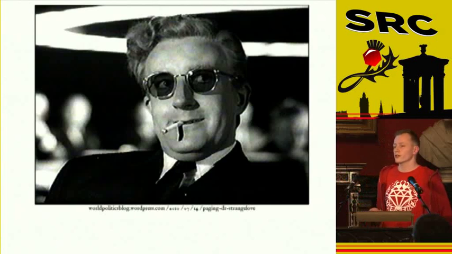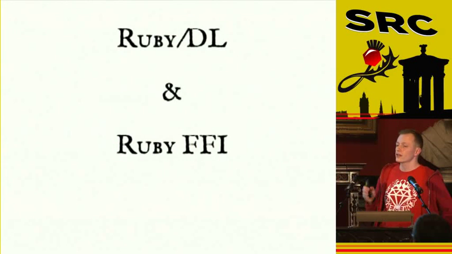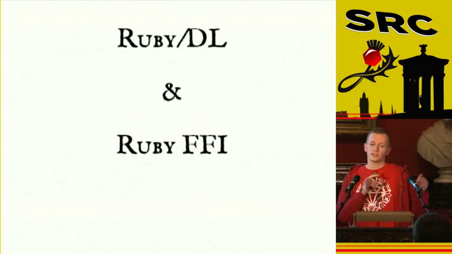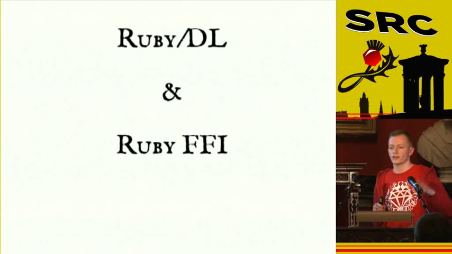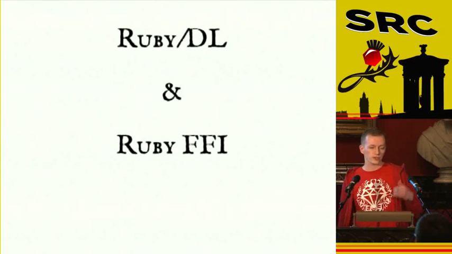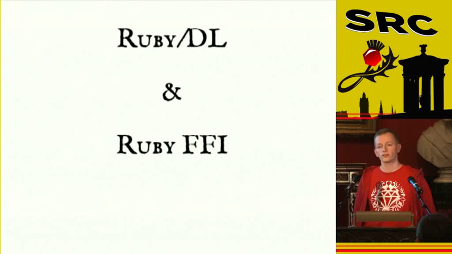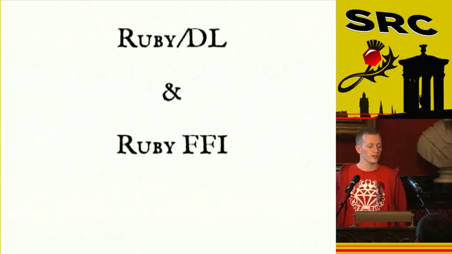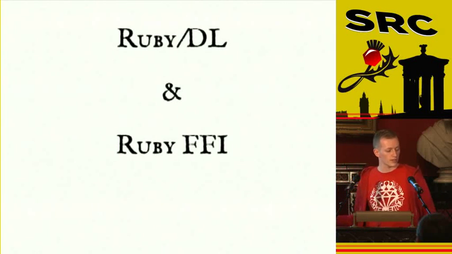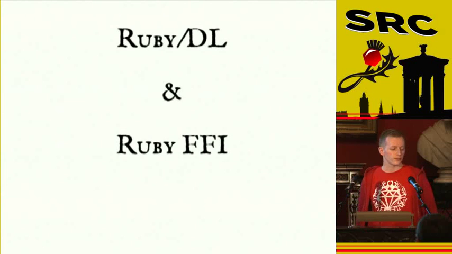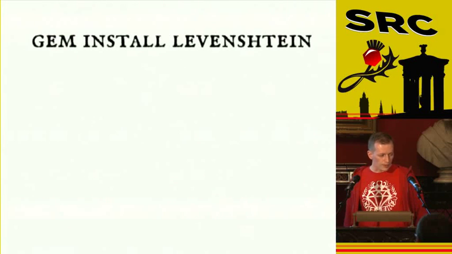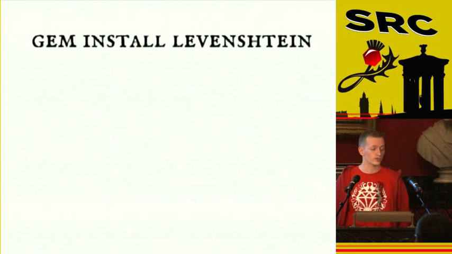And basically what I call Strangelove programming is getting into C libraries from Ruby, libraries that do not already have nice Ruby wrappers. And you could use RubyDL, or if you are writing your own wrapper now, you probably should use Ruby foreign function interface, because then it will run on JRuby and on, say, Rubinius, and you can plug into different libraries. There's a very nice gem called Levenshtein.